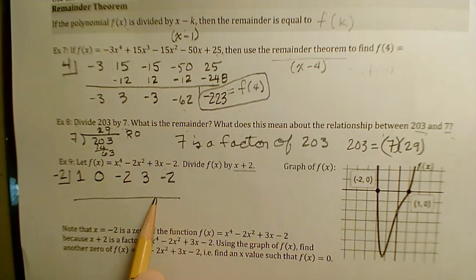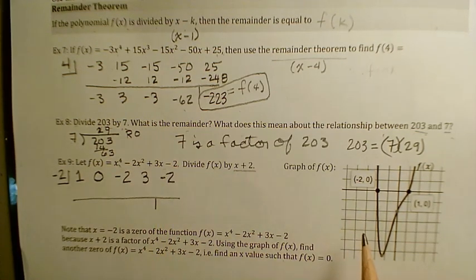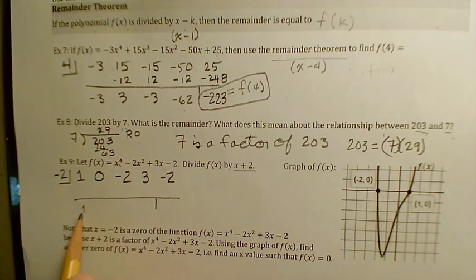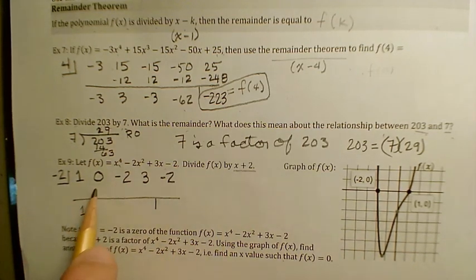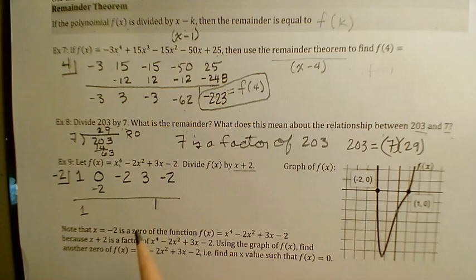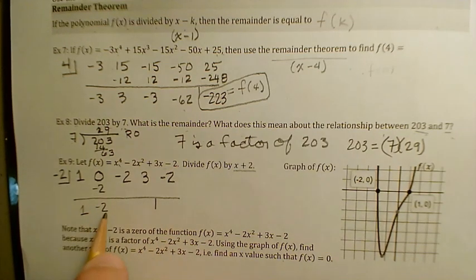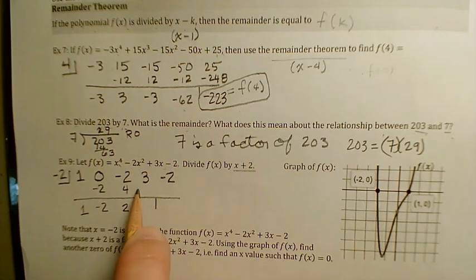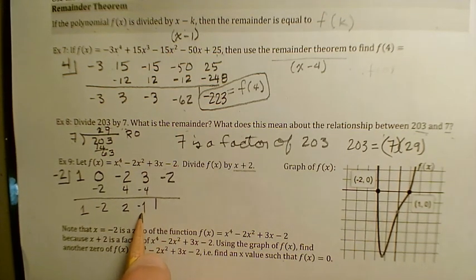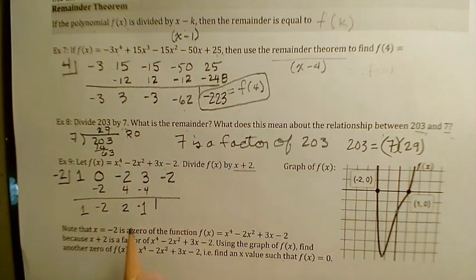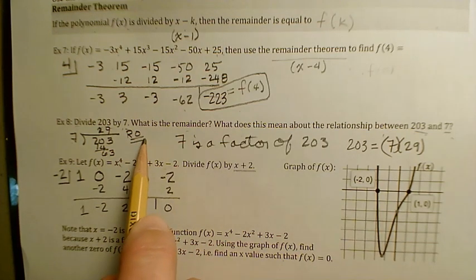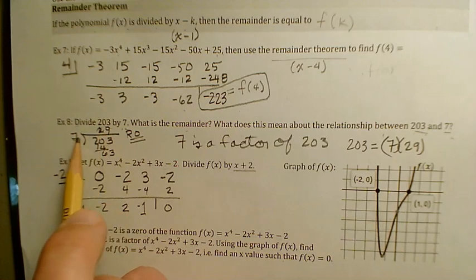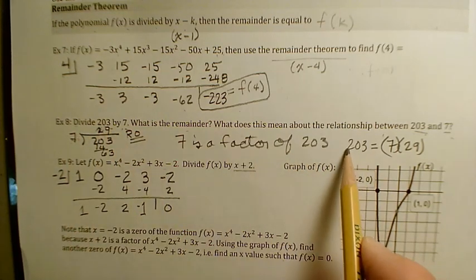Draw in your horizontal line, vertical line between the two. All right, bring down the 1. Multiply, that's negative 2. Add, that'll be negative 2. Multiply, that's 4. Add, that's 2. Multiply, that's negative 4. Add, that'll be negative 1. When we multiply those two together, we get a 2, and we get a remainder of 0. All right, so just like we saw up here when we had a remainder of 0, these two things were factors of 203.